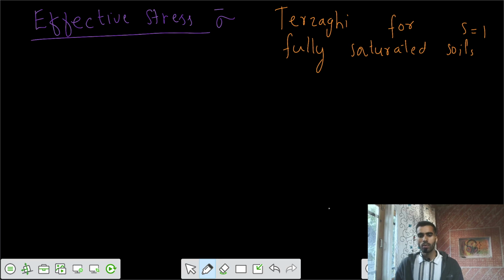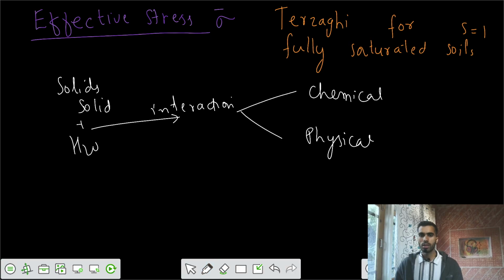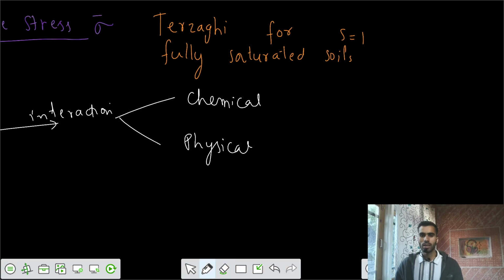We have the interaction of soil solids and water. They are going to interact, and this interaction can be either chemical interaction or physical interaction. For the chemical interaction, we already know that it talks about the structures forming because of the reaction between the water and the soil solids. So it talks about the bonding forces between those soil solids and the water.